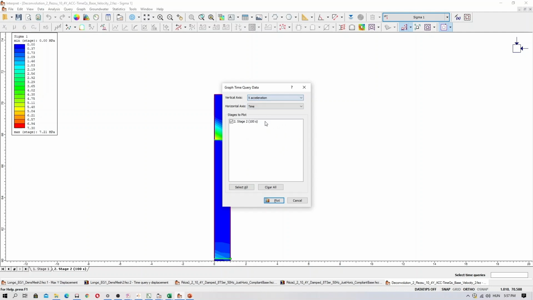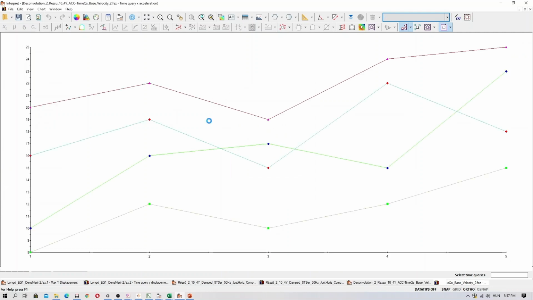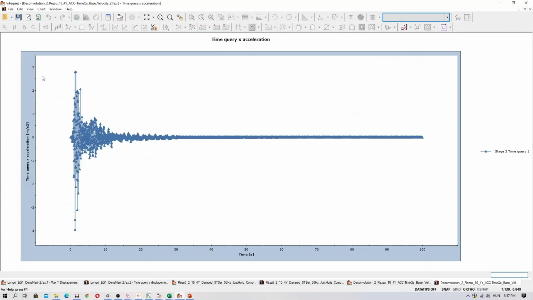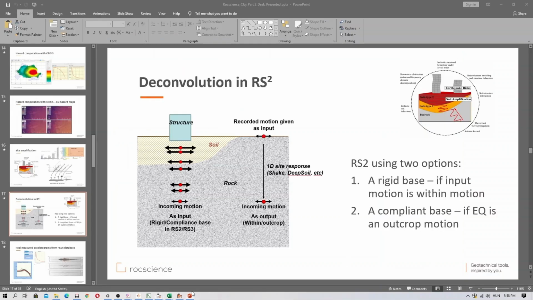And let's see now the acceleration again. And you can see that it's very similar, so around 0.3 G, 0.4, 0.35. Let's turn back to the presentation.